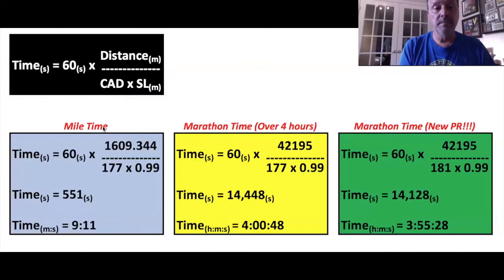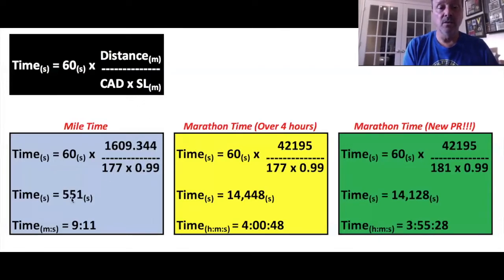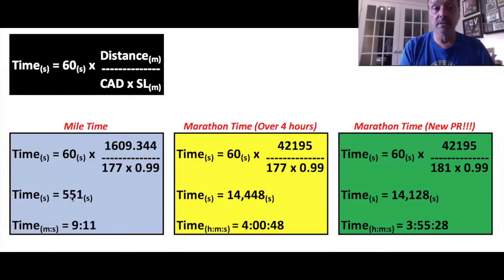A mile time. We want to determine here how many seconds it's going to take. 60 seconds times how many meters in a mile. That's the distance. 1609.344. Now, I've got a client. He's running at 177 cadence with a stride length of 0.99. You do the math, you get approximately 551 seconds. Converting that into minutes and seconds, it's a 9:11 pace.